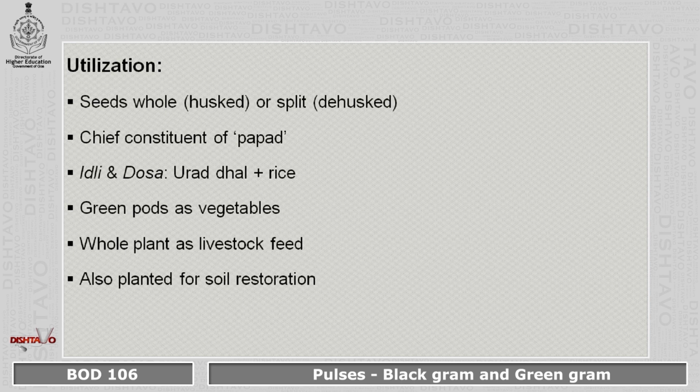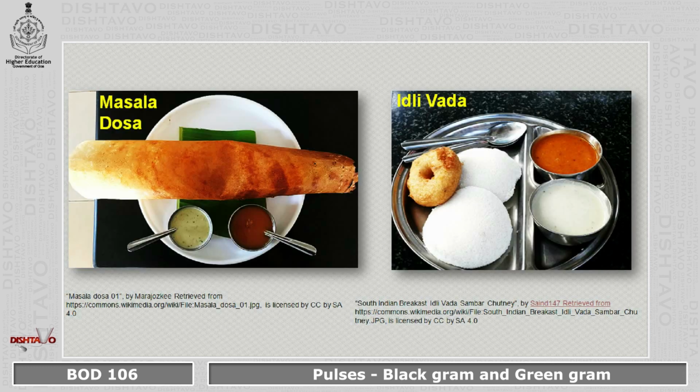So what they do is put the seeds and grow the plant without harvesting the seeds. They just allow them to rot there, so that the soil gets enriched with nitrogen. Yeah, these are some examples.